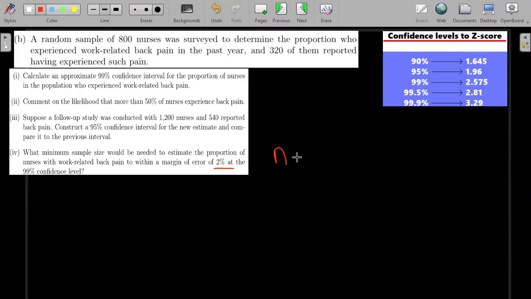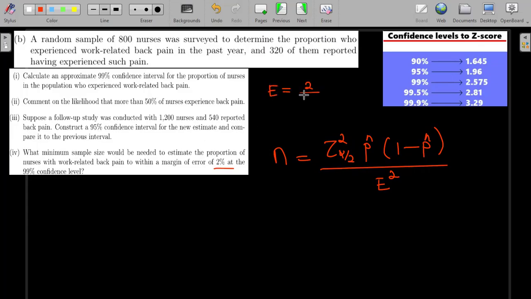So we're going to say the sample size is equal to Z alpha over 2 squared, multiplied by the proportion times 1 minus the proportion, all divided by the error squared. So which one is our error? We've been told that our error is 2%. So our error is equal to 2 over 100, which is 0.02. So that is our error.